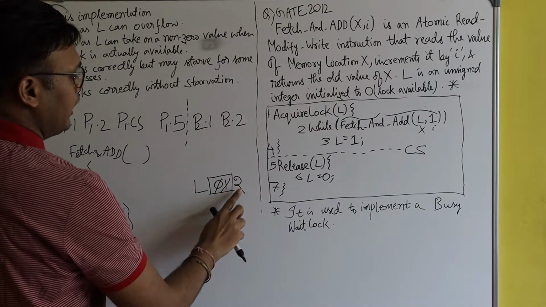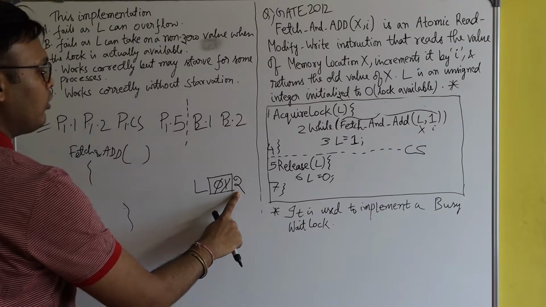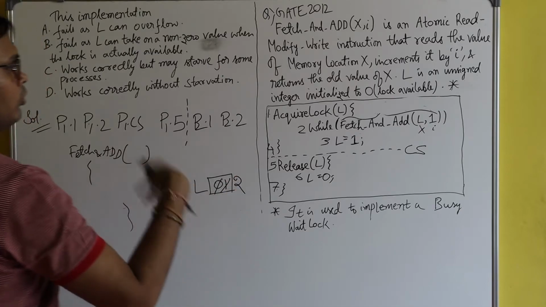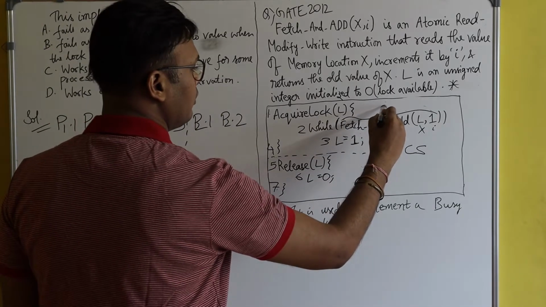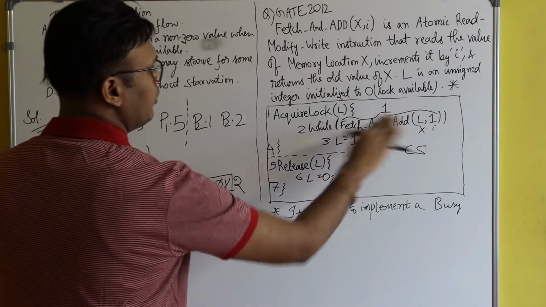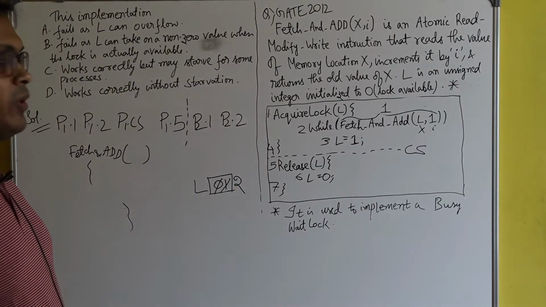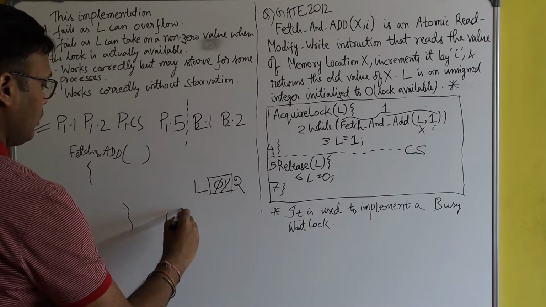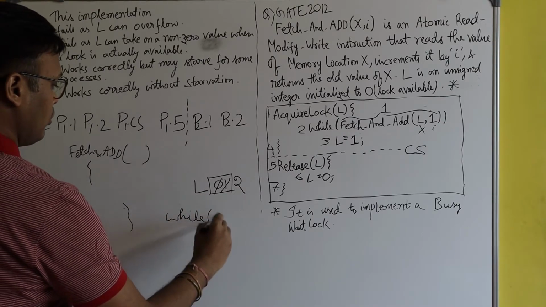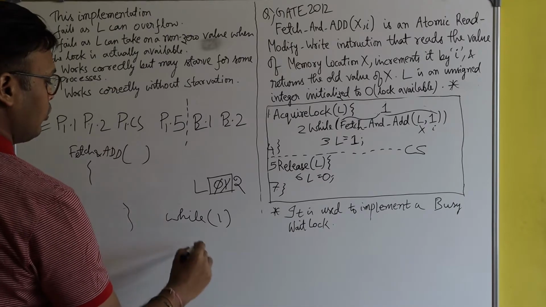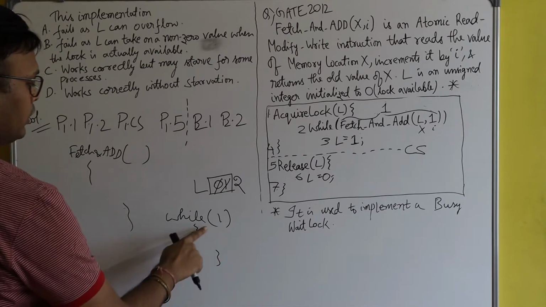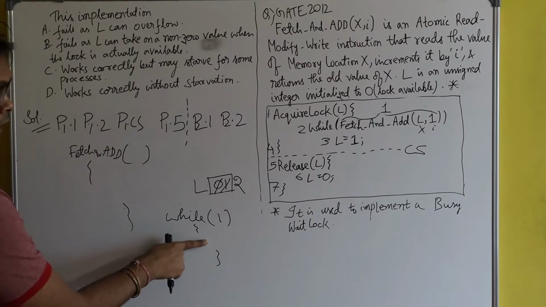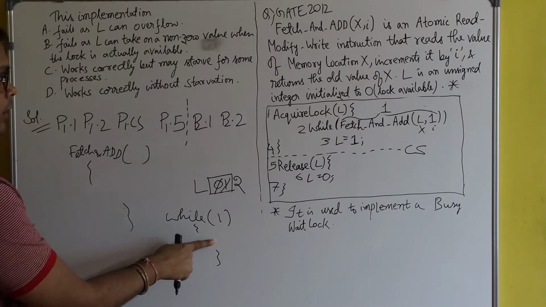So the value of L has become 2 and it returns the old value. When L became 2, what was the old value of L? 1, because before 2, L was 1. So here 1 will be returned. It means here we have while 1. While 1, this condition is true. So since this condition is true, process P2 will enter inside the while loop.